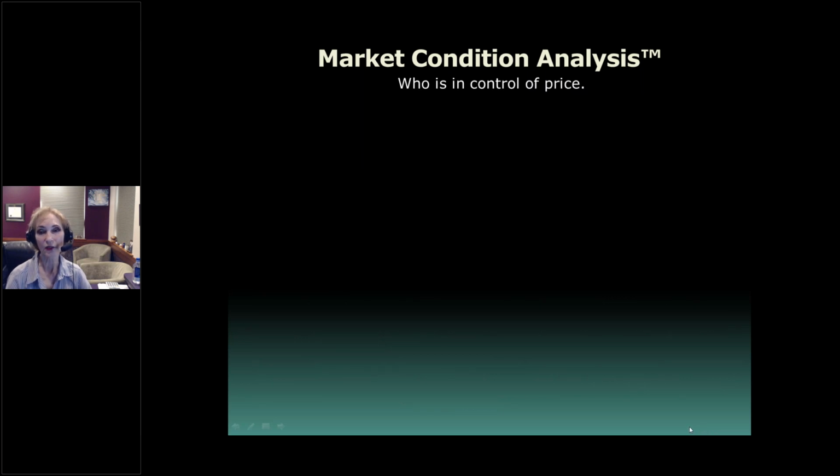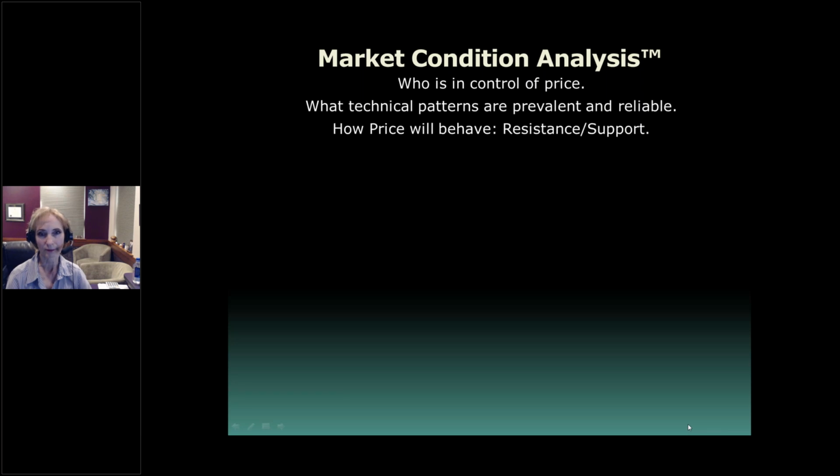So market condition tells you who is in control of price, what technical patterns are prevalent and reliable, how price will behave at resistance and support. In a trading range, resistance and support becomes very prominent. In a moderately trending or velocity market, they'll blast right through that resistance. You need to know this. What trading styles work best in what market condition? What indicators to use? You will slightly have to modify your indicators if you're trading velocity market versus trading a trading range or platform market.